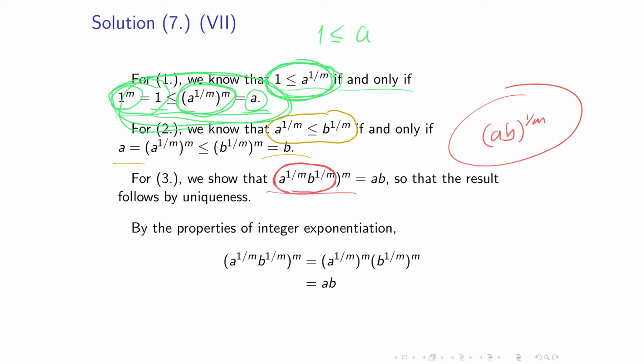But then what is the property that defines ab to the 1 over m? Well, it is the property that if you take its nth power, you get ab. That's the defining property, so that's what we're going to show. Okay, so let's take this nth power. Since m is an integer and these are two real numbers, by properties of integer exponents, we can distribute the mth power because m is a positive integer. Now, one by one, this turns into a, this turns into b, and we're done.